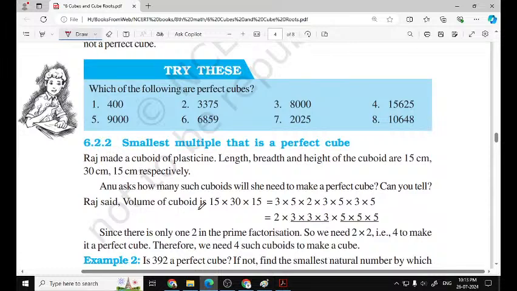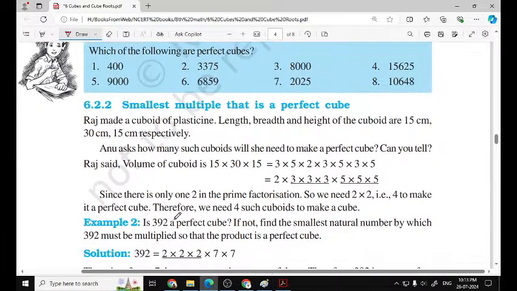Raj made a cuboid of plasticine. Length, breadth and height of the cuboid are 15, 30 and 15. Anu asked how many such cuboids will she need to make a perfect cube. Volume of a cuboid is length into breadth into height. So it is 15 into 30 into 15.